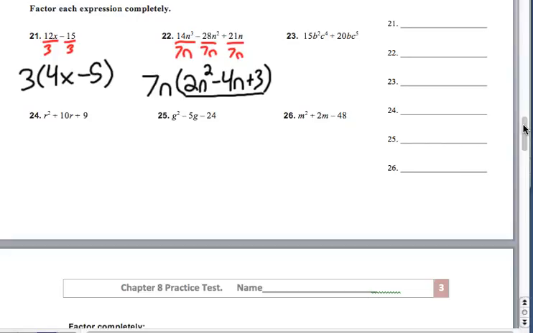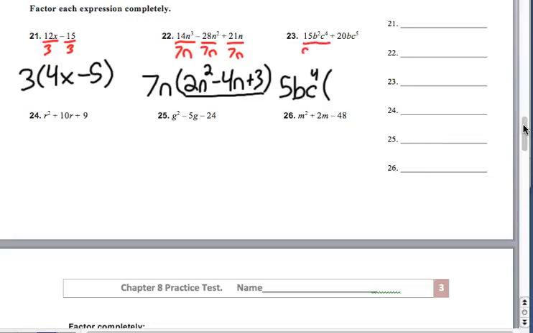And number 23. So number 23, I see 15 and 20, both of which are divisible by 5. I see b squared and b in both terms, so I can pull out the smaller of those exponents. I see c to the 4 and c to the 5. Again, I can pull out the smaller of the exponents, okay? So that is going to be what I can pull out.